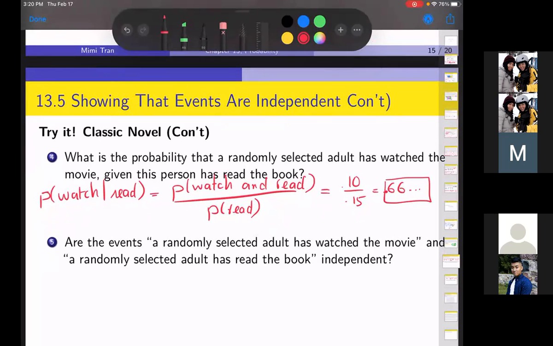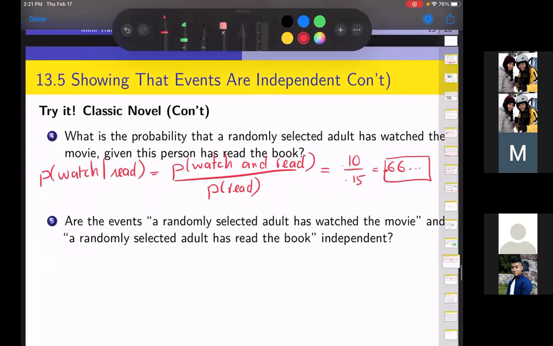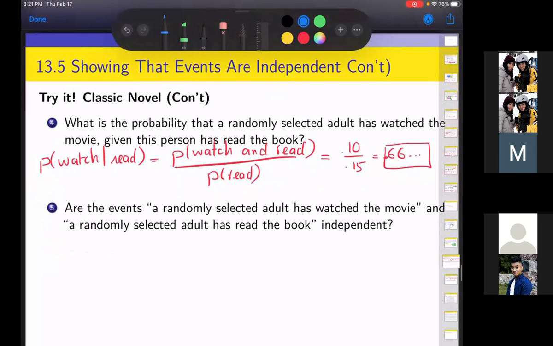All right. Number 5, a randomly selected adult has watched the movie and a randomly selected adult has read the book. Are they independent? There are 2 ways to do this here. In this case, you can pick. You have everything. You have P of A, P of B, P of A and B, and you also have P of A given B. You can pick. I'm going to do both. Let's just demonstrate it to you.